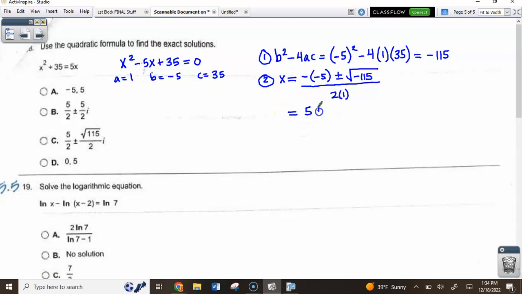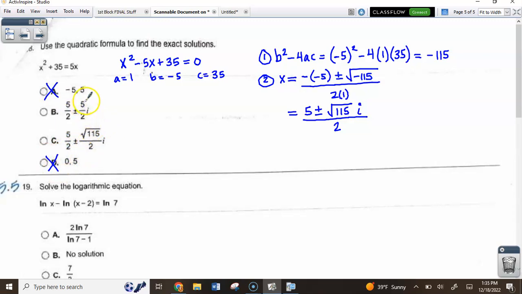So that's 5 plus or minus. This negative under here means it's going to come out as an i and become positive. And the square root of 115 does not break down at all. It's not perfect. And then that's 2. Now, when you go to look at your answer choices, clearly we know it's not A and we know it's not D. It comes down to a matter of B or C.